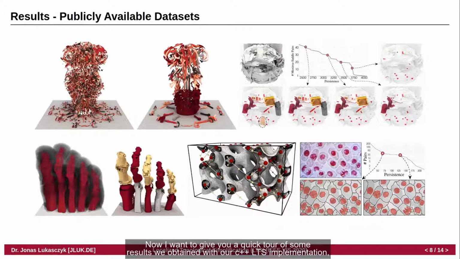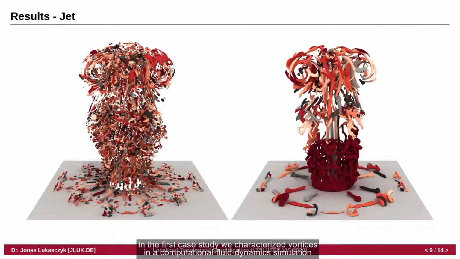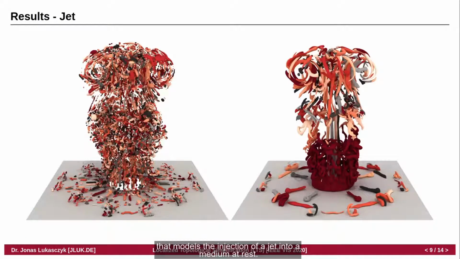Now I want to give you a quick tour of some results we obtained with our C++ LTS implementation, which uses OpenMP for parallelization and which is embedded as a module in the topology toolkit. All our experiments were conducted on a machine with 12 cores, with publicly available datasets from different research domains. In the first case study, we characterized vortices in a computational fluid dynamics simulation that models the injection of a jet into a medium at rest.